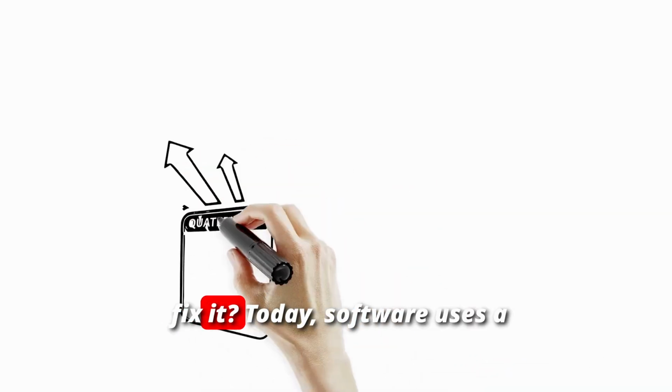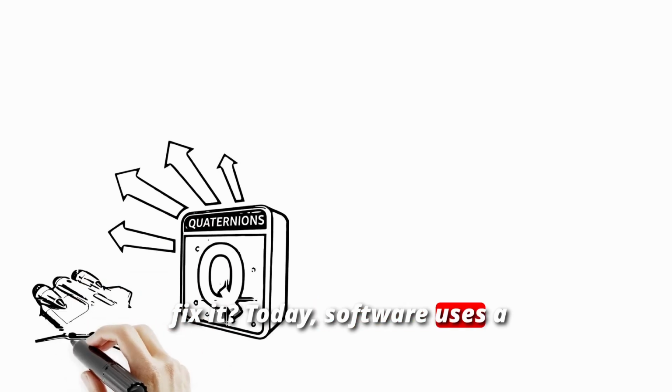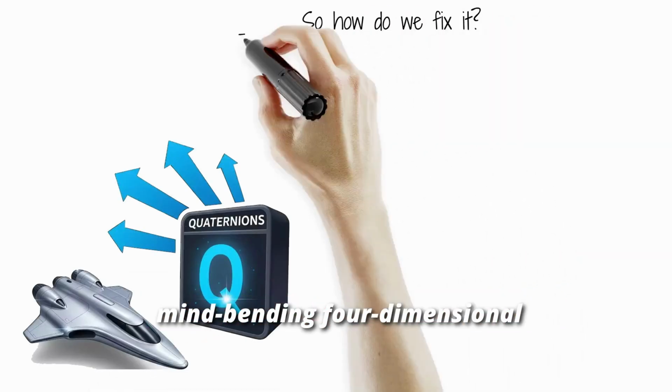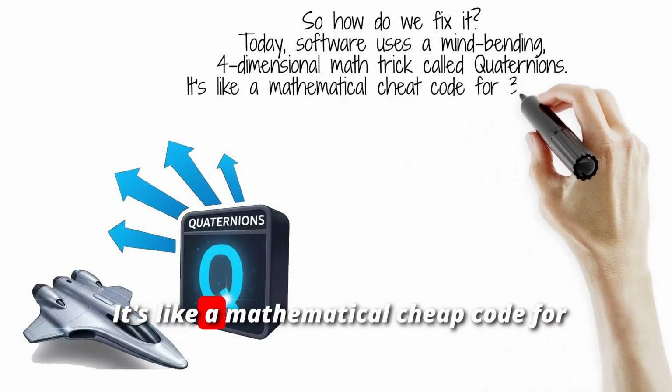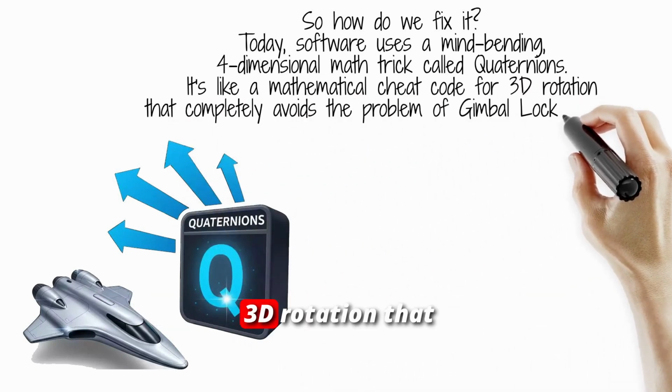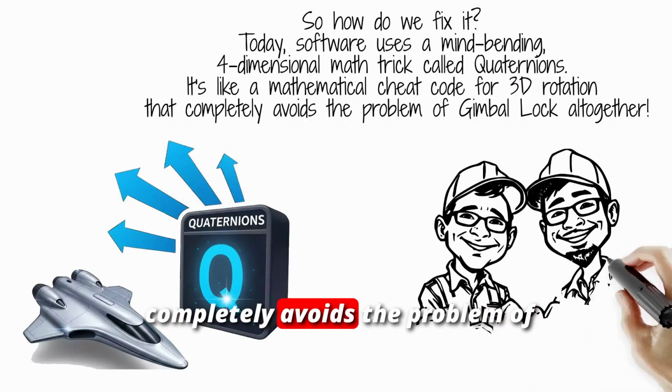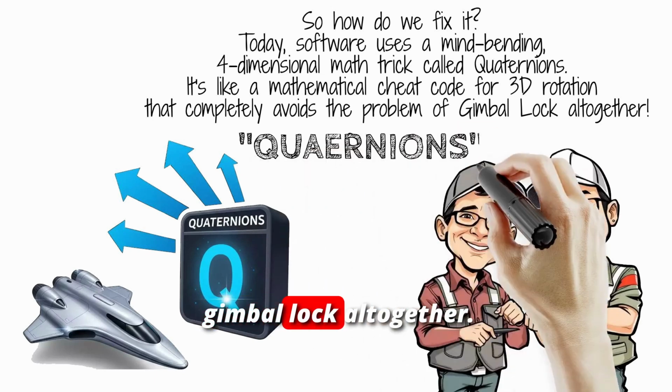So how do we fix it? Today, software uses a mind-bending 4-dimensional math trick called Quaternions. It's like a mathematical cheat code for 3D rotation that completely avoids the problem of gimbal lock altogether.